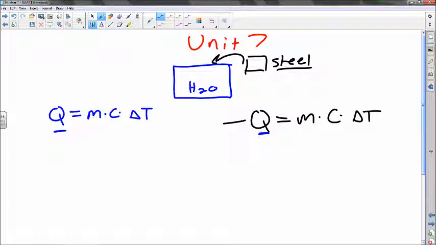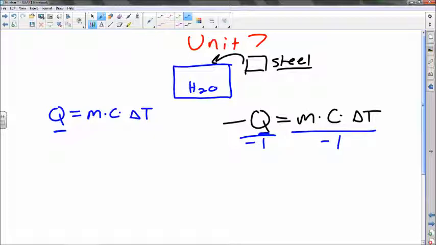Because it's losing energy, it has to have a negative Q. So we say the heat lost for the steel, that's what negative Q means, is equal to the steel's mass times specific heat times its change in temperature. Over here, the heat gained, the energy gained for the water is equal to its mass times its specific heat times its change in temperature. And because of this, we can set these two things equal to each other. But first, we have to do a little bit of manipulation. We have to divide by -1 on each side of this equation.